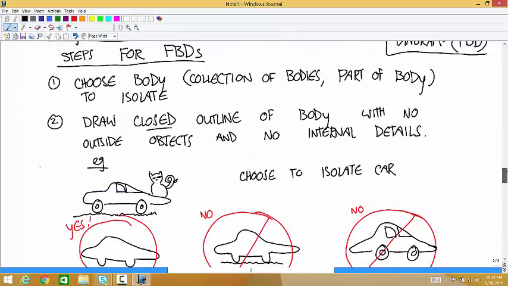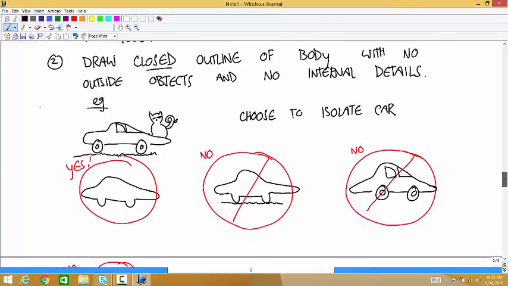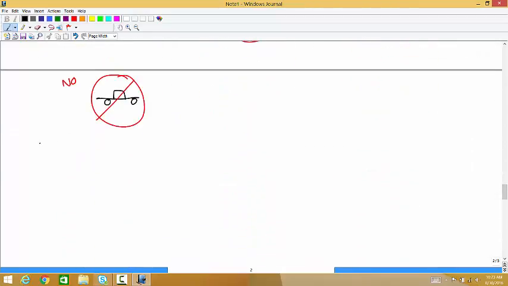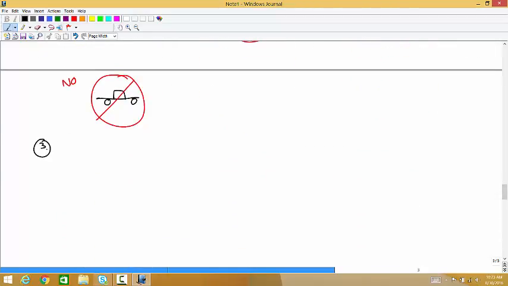So that's step 2. Step 3, you need to draw all loads acting on the chosen object.